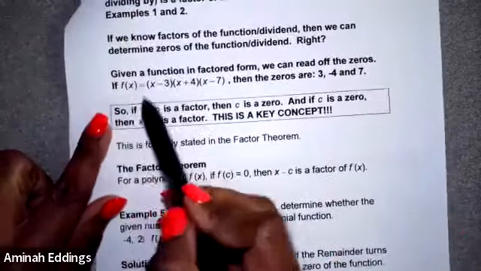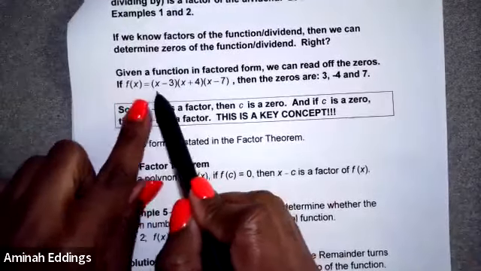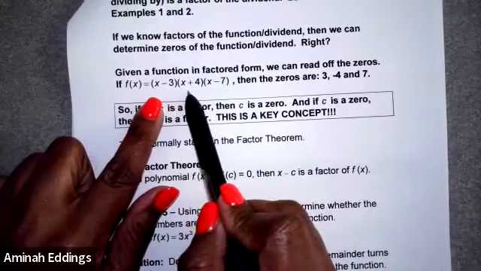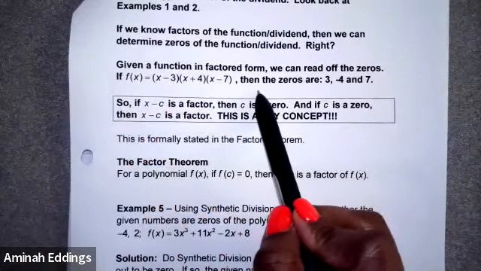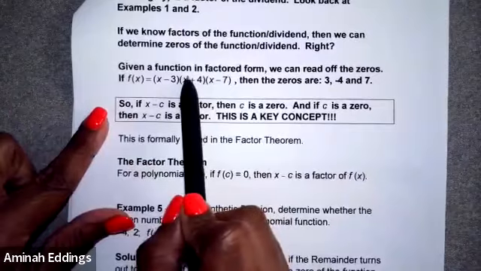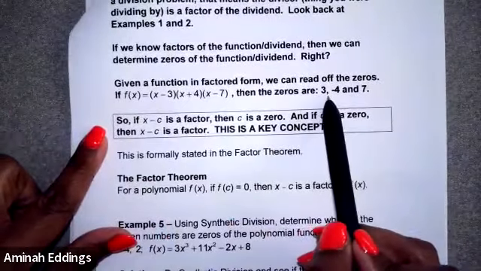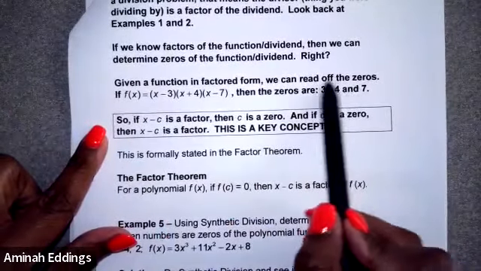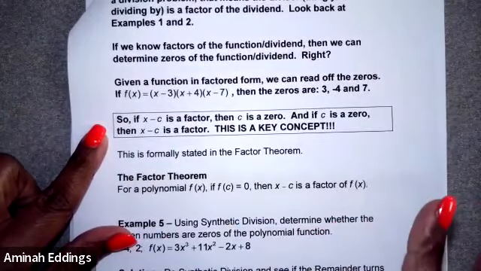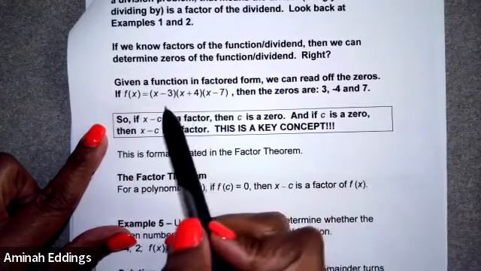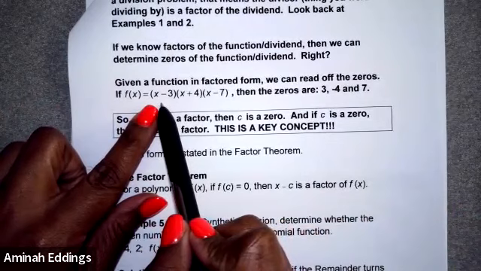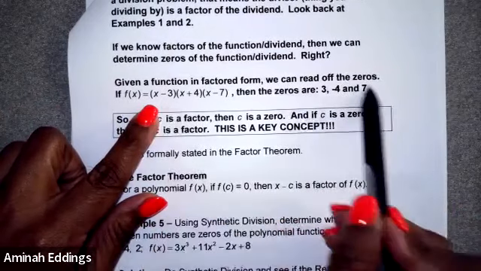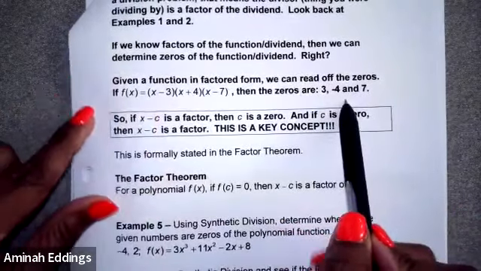So if we're given this function here, f of x is equal to x minus 3 times x plus 4 times x minus 7, then we know that the zeros of this function are 3, -4, and 7. Where are these coming from? Good. So we're setting each one equal to 0 and solving for x. Okay, so that's where these zeros are coming from.